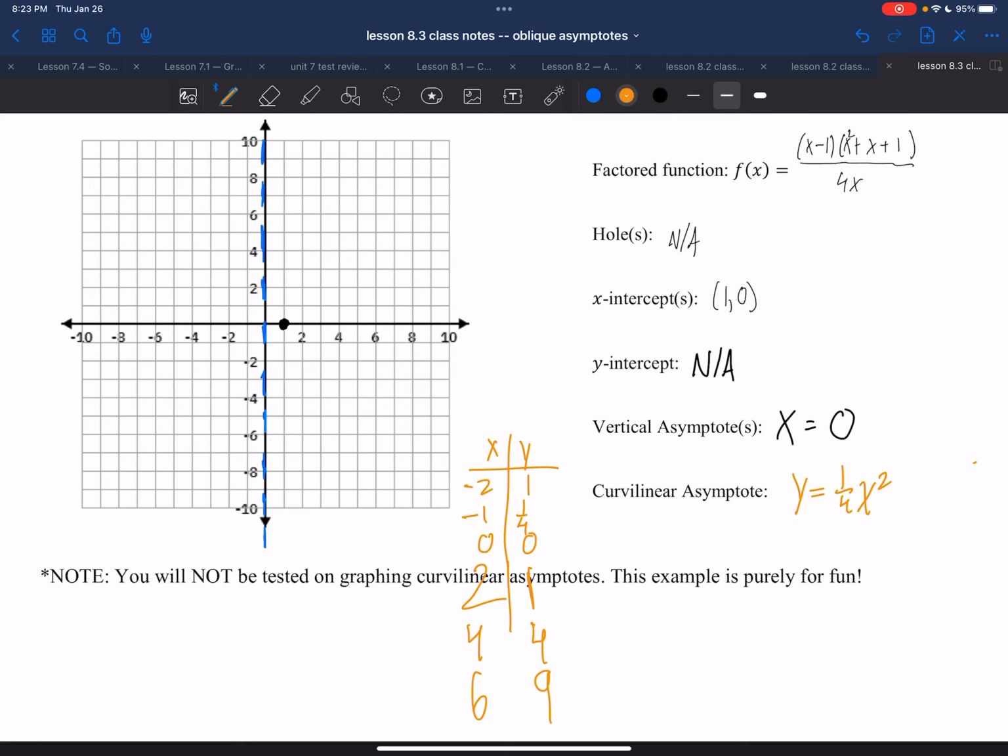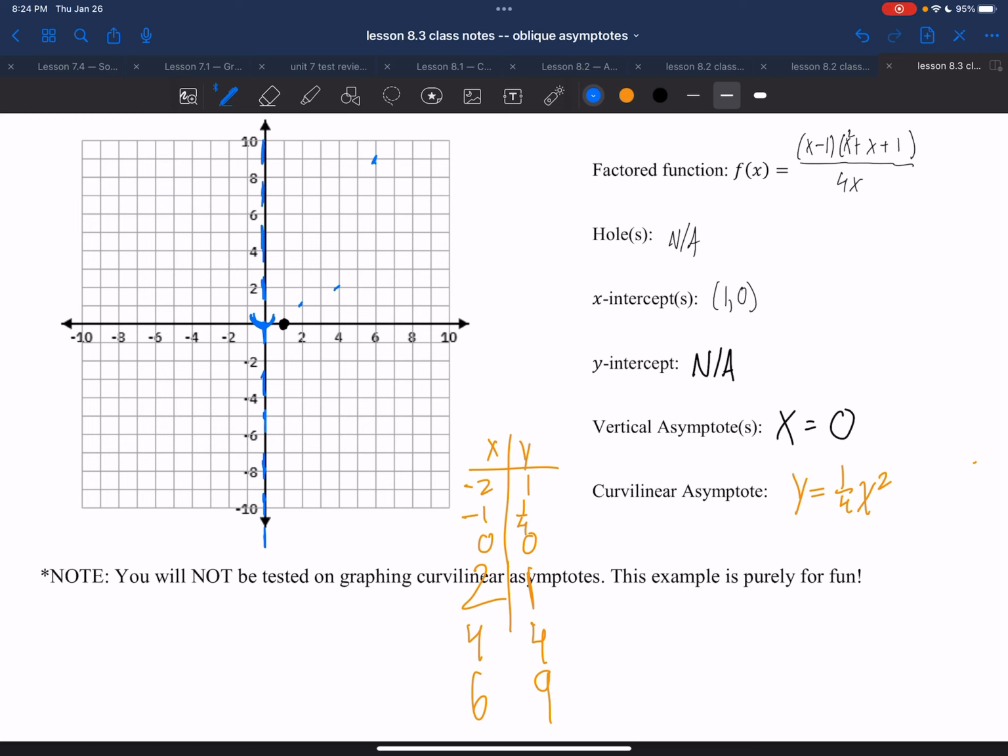Okay, so I'm going to plot these. I'm not going to put little points, but these are going to be markers for my asymptote, which I'm going to do in blue. So 0, 0 is the vertex of that parabola. Then 2, 1 is about here, 4, 4 is about here, and 6, 9 is about here. This gives me a good idea.